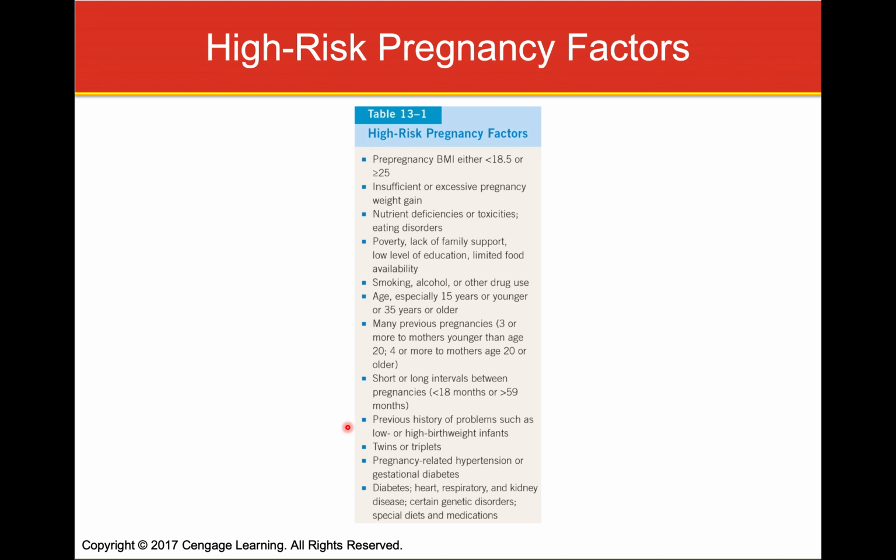Previous history, such as low or high birth weights, having more than one baby at once, pregnancy-related hypertension or gestational diabetes, which we'll learn about later, and then also if you have any pre-existing conditions like diabetes, heart conditions, lung conditions, those can obviously affect a pregnancy.